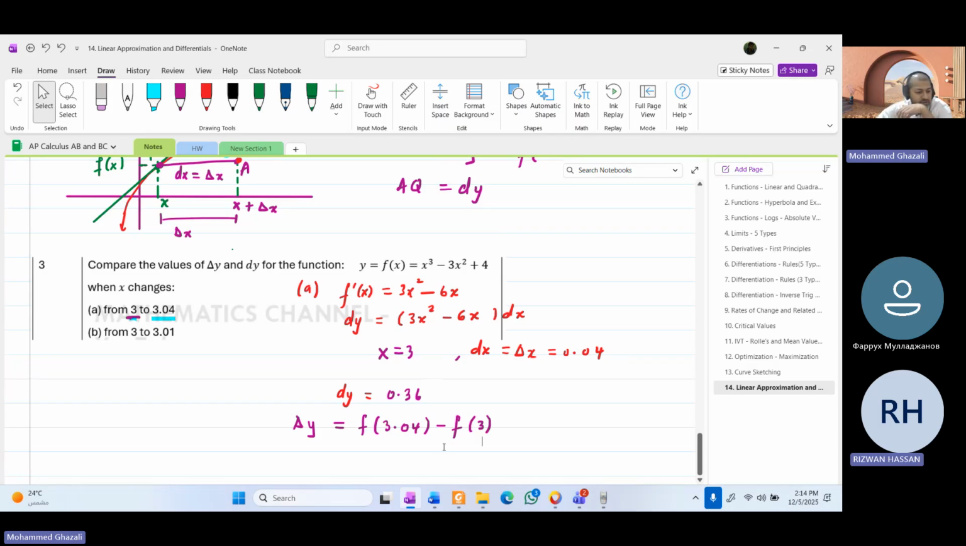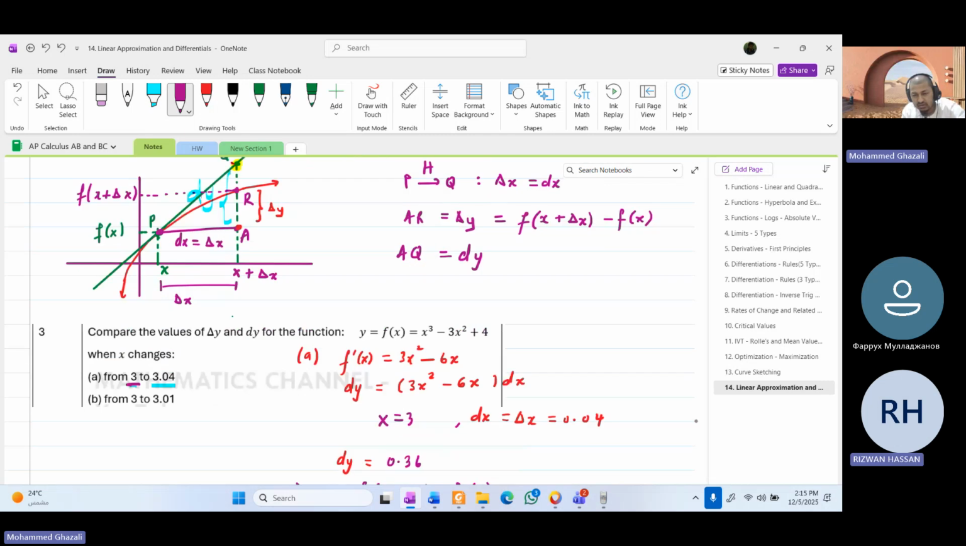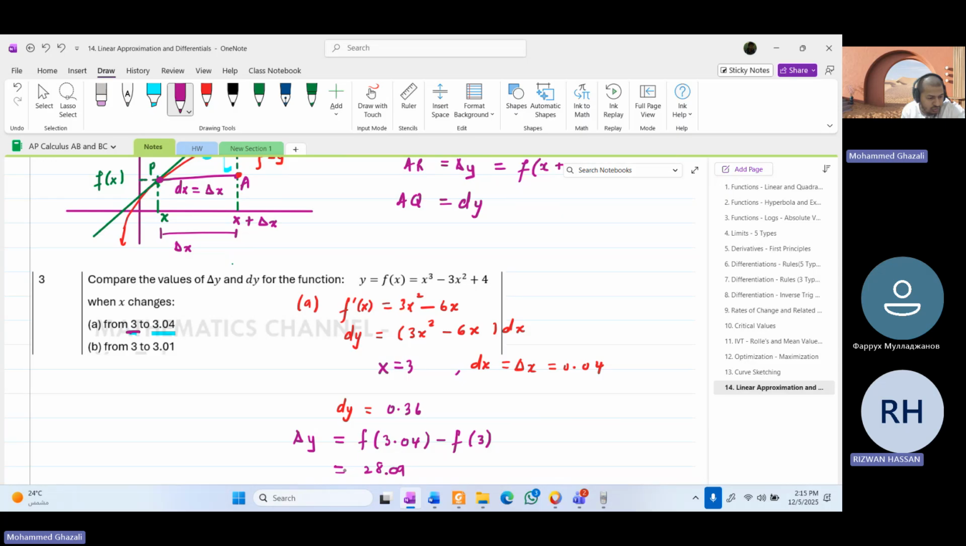That's such a big calculation. Look, I have it worked out. You have to substitute some values inside here. F of 3.04, I got 28.094464. Don't bother working it out, you know what to do. In the original function, f of 3.04, you need to substitute into the cubic.